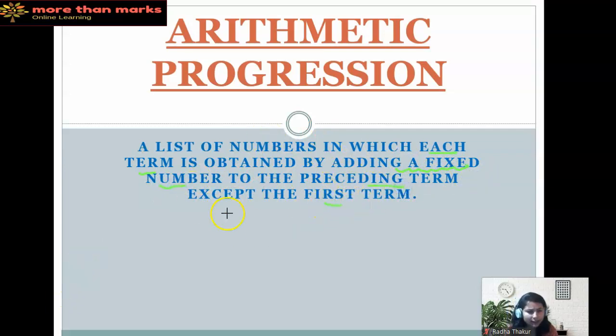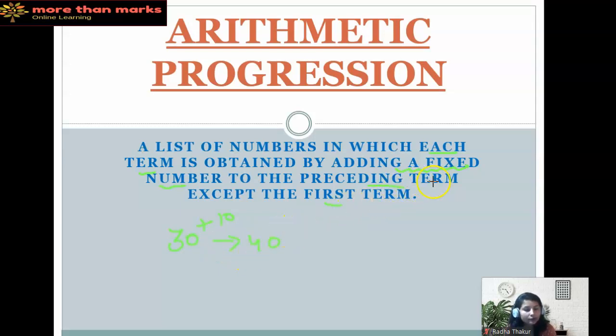So when I formulate this, it means the first term can be any number. Let's take it 30. Fine. After this, we have to add a fixed number to the preceding one. So let's take this one as the preceding. Let's suppose the fixed number is 10. So when you add 10, the next number will be 40, right?